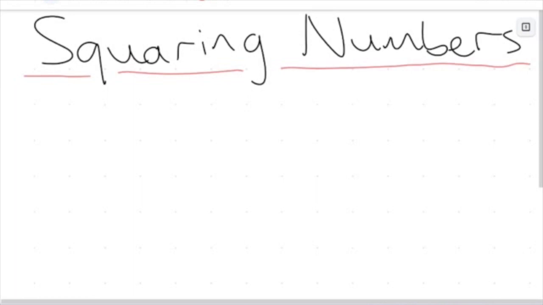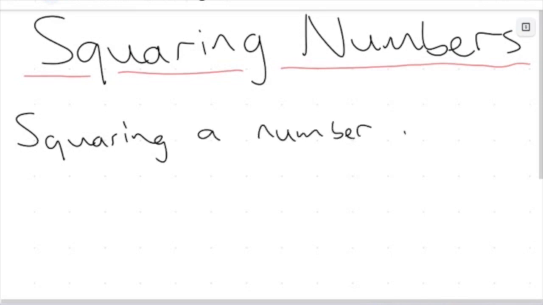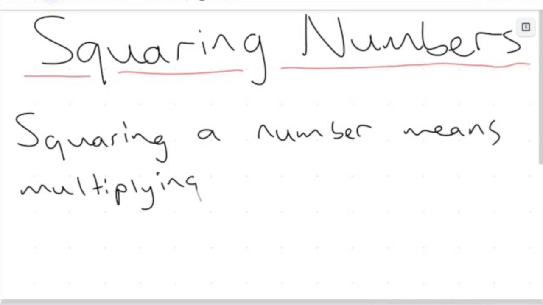Now, anytime a number is squared, this means a number is multiplied by itself. So we can write squaring a number means multiplying it by itself. Cool. Okay. So that's the main definition here.